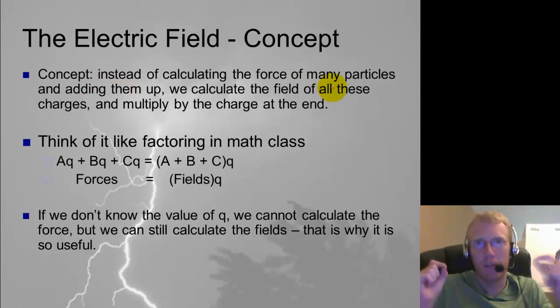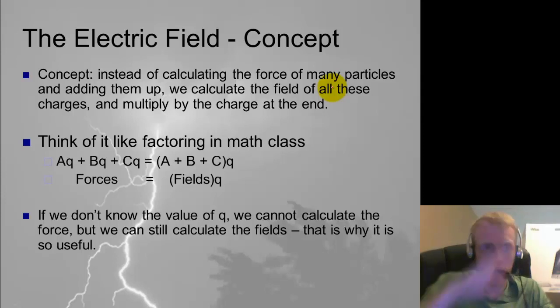So the idea here is that you can find out this property of space even if you don't know what you're going to put there. On Earth's surface, we know that the acceleration is 9.8 meters per second squared everywhere. That's very useful for us to know. It doesn't matter if I have a small pen or a giant bowling ball. The acceleration is going to be the same in both cases. So it's good to find a property of space independent of what you put there.